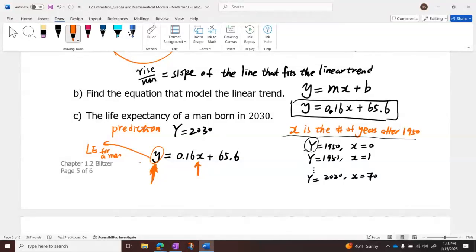So what's the value of x? We can plug it in to find the value of y, which represents the life expectancy of a man born in 2030. What do you think? We have to know the value of x in order to calculate y, right? Should we just plug in x equals 2030?